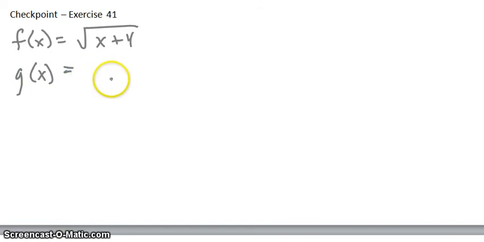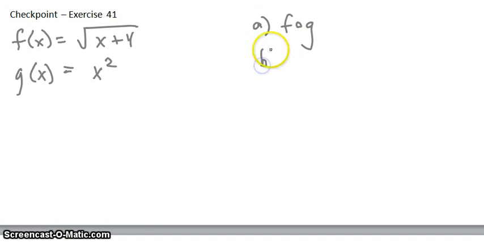So looking at 41, we have two functions. We have f of x equals the square root of x plus 4, and we have g of x equals x squared. The problem is asking us for letter A to find f composed with g, and B is asking us to find g composed with f. And then it says to find the domain of each function and each composite function.